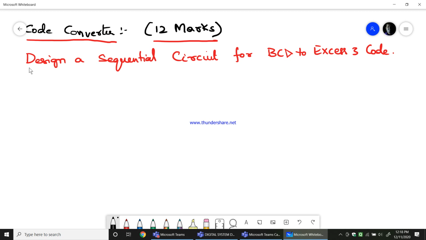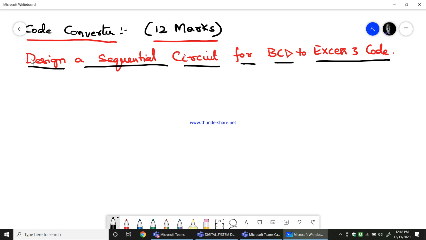We are not designing a combinational circuit. We are designing a sequential circuit for BCD to XS3. Normally they will ask you for BCD to XS3. XS3 to BCD they don't ask you because we need a subtraction process, which is very difficult in a sequential circuit. Anyway, we can do it, but it becomes a complicated task. For your level, giving XS3 to BCD is quite difficult, and 12 marks would not be sufficient for that.